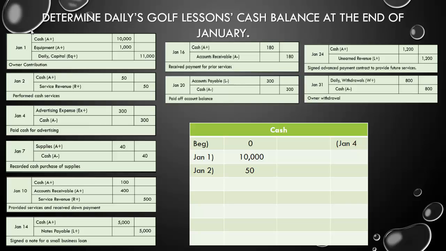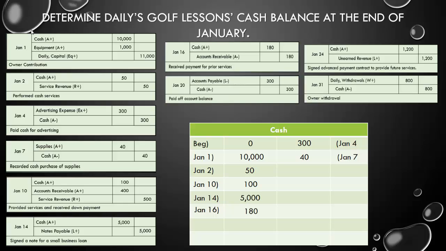On January 4th, we credited cash for $300 in the journal entry, so let's put it on the credit side of the T account. On January 7th, we're crediting cash for another $40. Next entry on January 10th, we debited cash for $100, so let's debit in the T account. On January 14th, we took out that loan and we got $5,000 in cash. So we debited cash in the journal entry, and we're going to debit it in our T account.